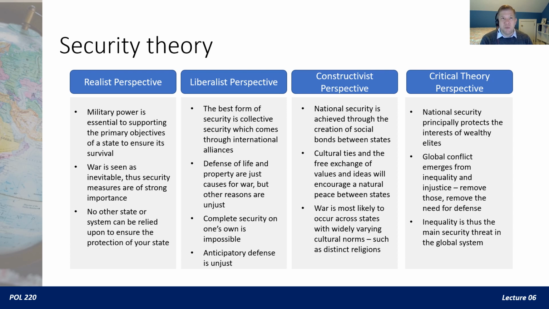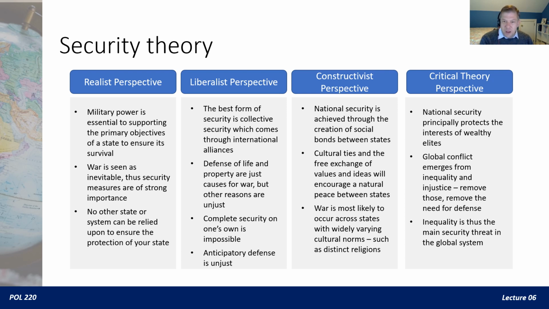Whereas from the Ukrainian perspective, they would argue that the protection of Ukrainian citizens and their lives is a just cause for war. Complete security on one's own is impossible, according to liberalists, so you can't go it alone here. And they would also argue that anticipatory defense is unjust. So starting a war because you're afraid another country is going to start one would be unjust, according to the liberalist perspective here.